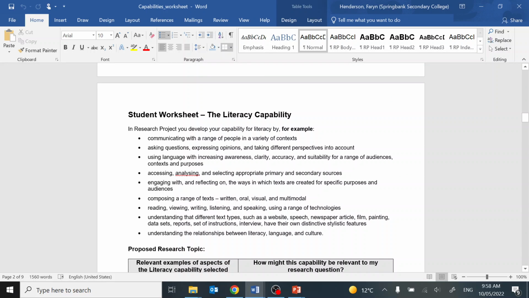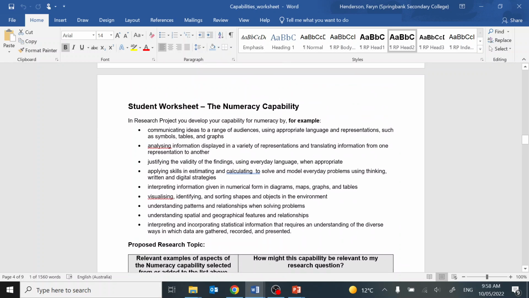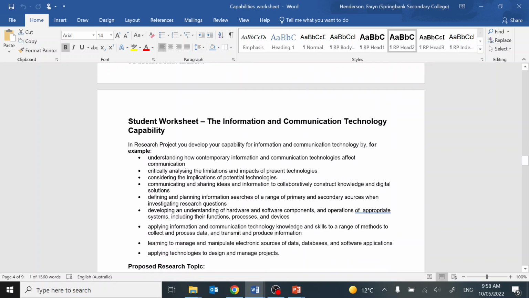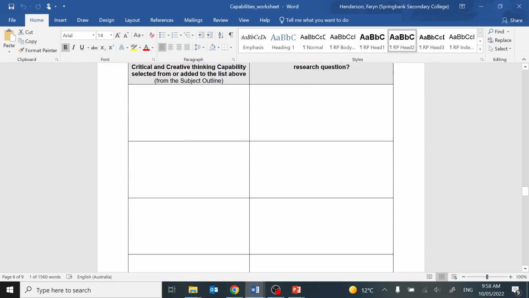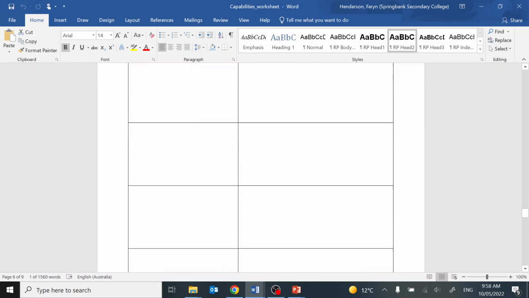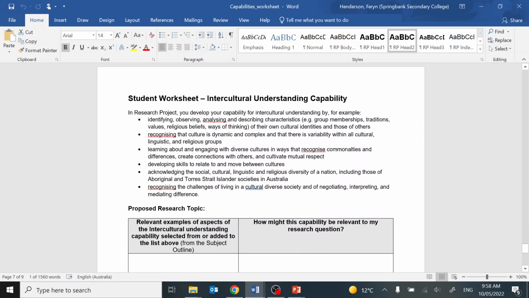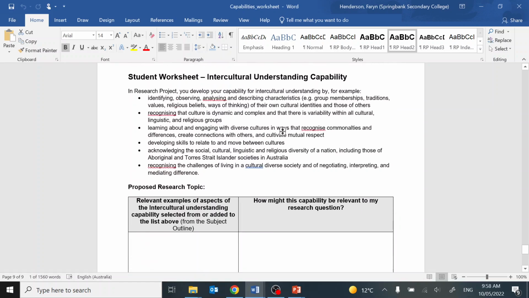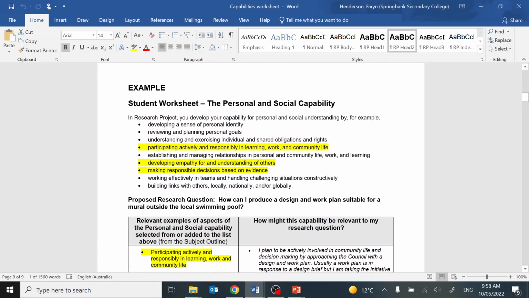Okay? So you've got the literacy capability, which every single person, no matter what you're doing, no matter what your topic, the literacy capability is just there. Numeracy, you've got information, so ICT, critical and creative thinking, personal and social capability, ethical understanding and capability, and intercultural understanding. Okay, so you need to use this.